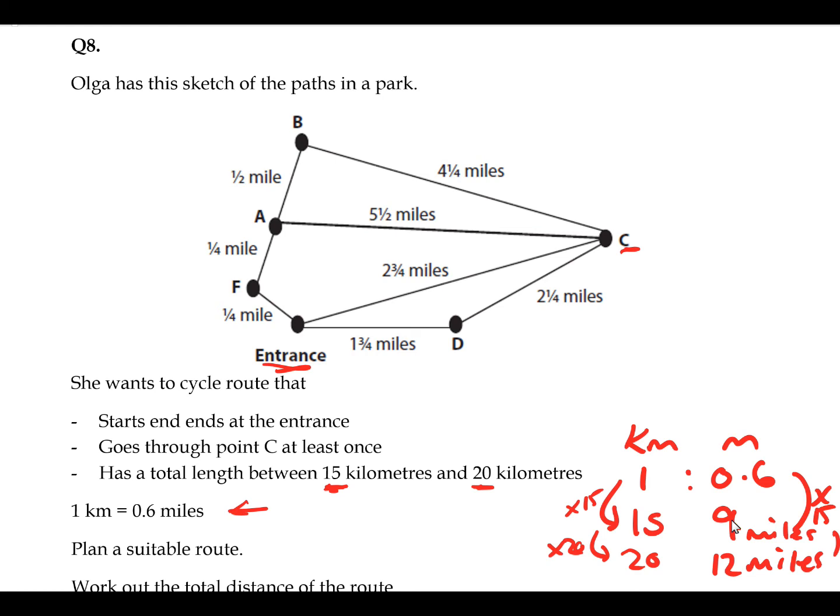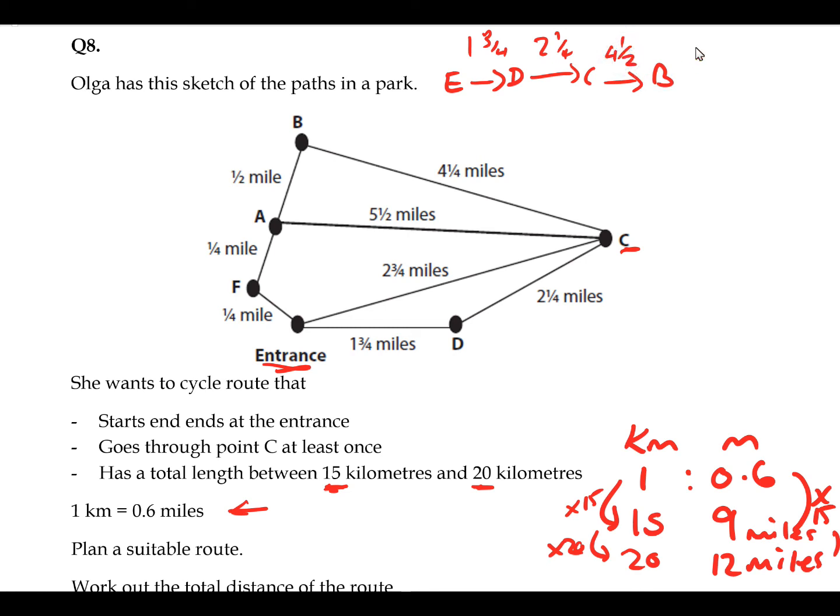So let's start planning the route by adding some things together. So let's do a bit of practice. You might want to do this rough. So start from the entrance and go to point D. So that's 1 3/4. Then we'll go to point C, which is another 2 1/4 miles. And then let's go to point B, which is 4 1/2 miles.